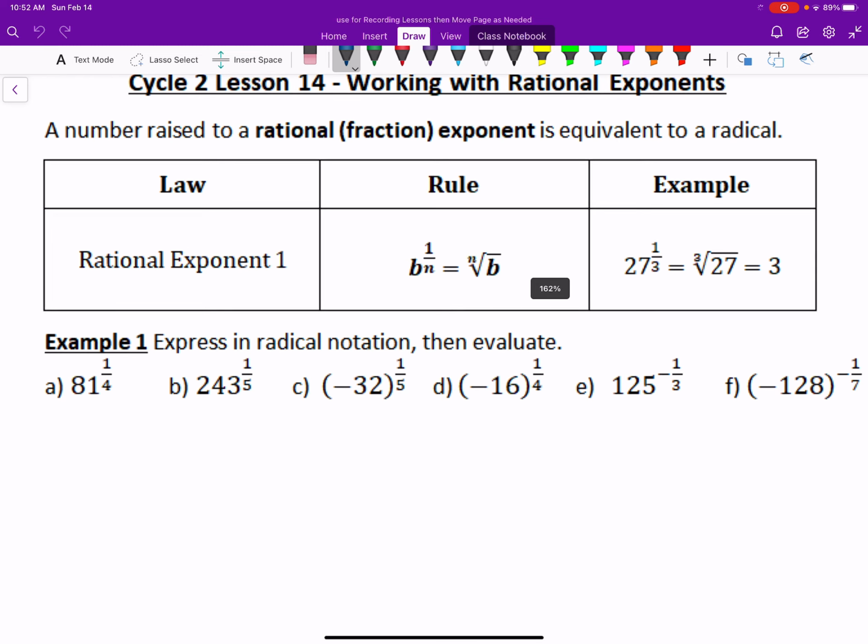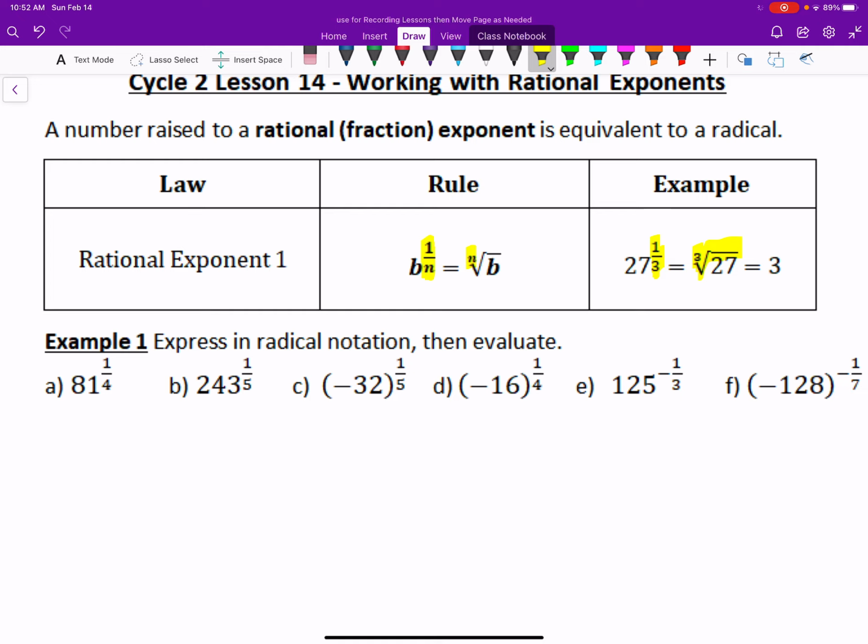So let's stick with the easiest one first, where our exponent is a fraction with 1 over something. So 1 over n means we're going to take the nth root of it. For example, an exponent of 1/3 on 27 means we're going to take the third root of 27. So just a reminder of what third root means.